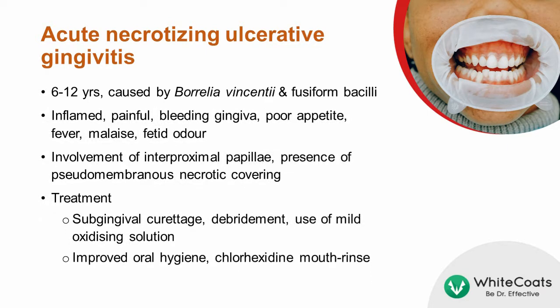Acute necrotizing ulcerative gingivitis occurs in children between 6 to 12 years. It may cause inflamed, painful, bleeding gingiva, poor appetite, fever, malaise, and fetid odor. There is involvement of interproximal papillae, and presence of pseudomembranous necrotic covering. The treatment includes subgingival curettage, debridement, and use of mild oxidizing solution. Improved oral hygiene and chlorhexidine mouth rinse may help.